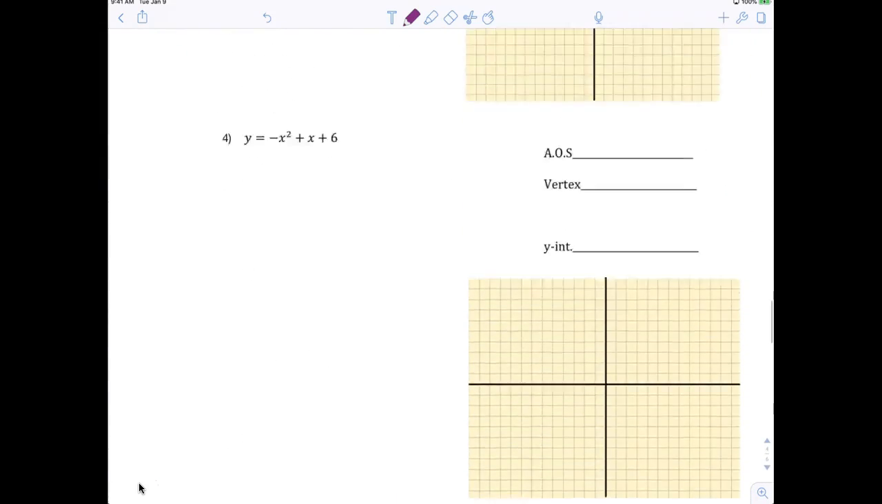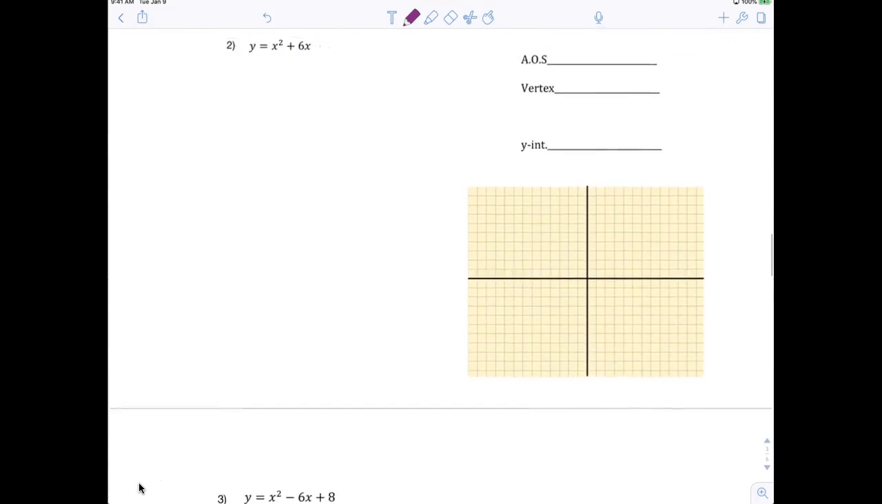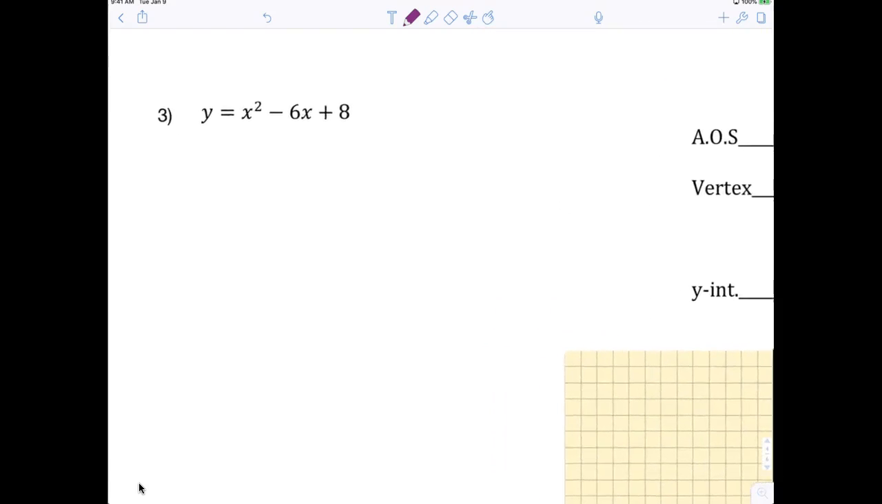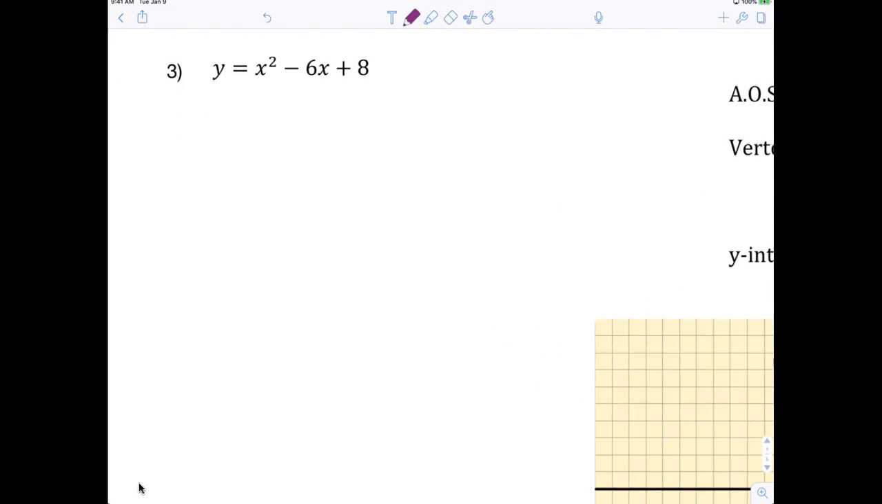Okay. So let's do number 3 together here. All right, everybody look at number 3 now. Step number 1, x equals negative b over 2a. Yes, I'm sorry.